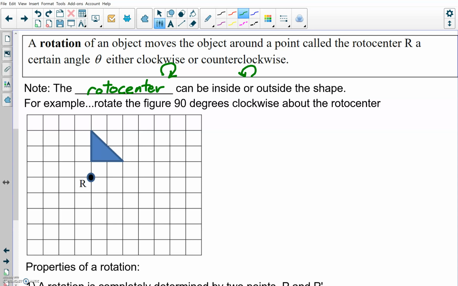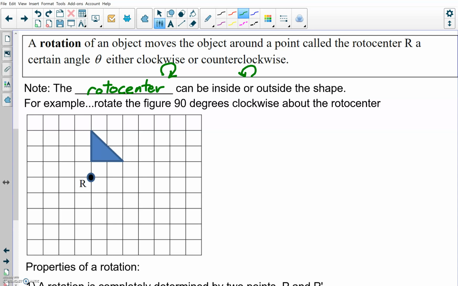You might even want to think of tetherball, if anybody ever played tetherball. The ball would be the object moving around the rotocenter, which was the pole that the ball was tied to. That takes me back. Lots of tetherball when I was a kid. Okay, so anyway, you can either be inside or outside with that rotational center, the rotocenter.